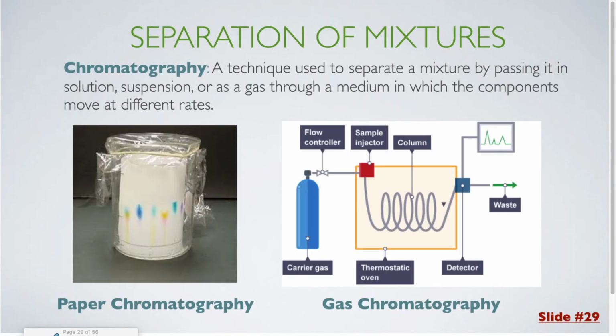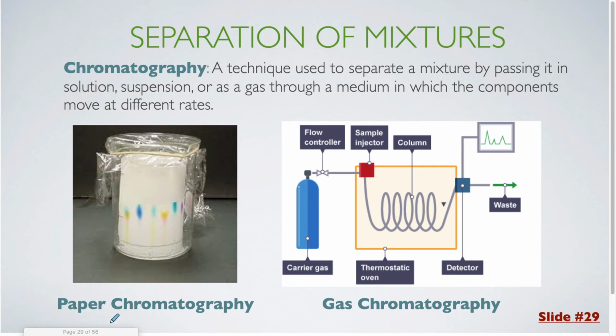Next up, we have chromatography, and there are a couple of different types that we're going to talk about. In general, chromatography is a technique used to separate a mixture by passing it through a solution, suspension, or as a gas through a medium in which the components move at different rates. Essentially, one substance has varying attraction to another component, and depending on how attracted it is, it's going to move different distances.